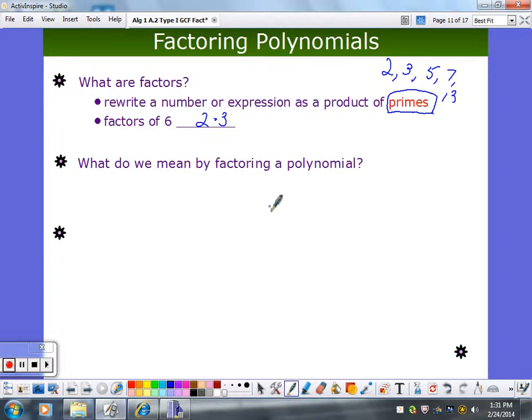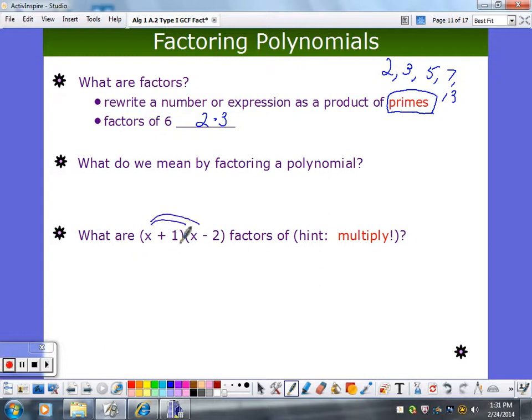What do we mean by factoring a polynomial? We're going to break the polynomial down into products of prime polynomials. Polynomials that you can't factor anymore. That's what we're going to be doing. So if I give you a factored form, can I find the polynomial that goes with it? Like if I gave you a factored form here, can you find the number that goes with it? 6. How'd you get it? Multiplying. Same thing, if you want to find the polynomial that these are factors of, let's multiply. X squared times negative 2x times x times negative 2 combined with y.